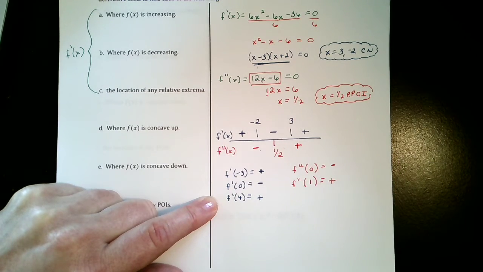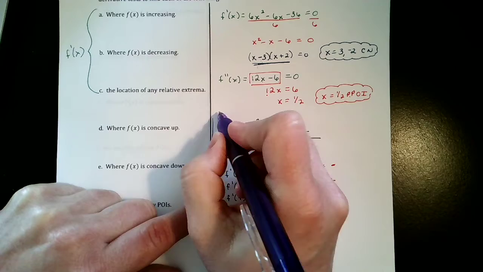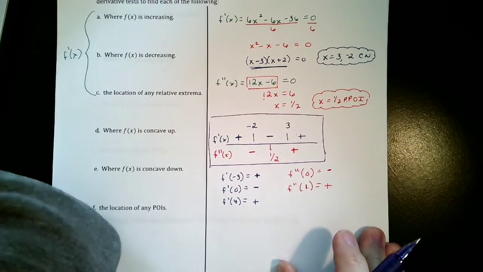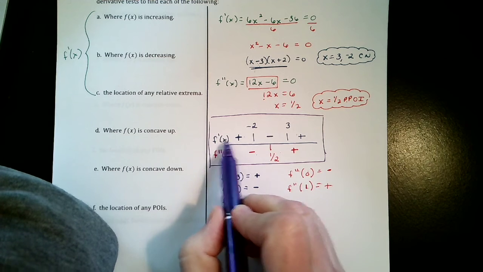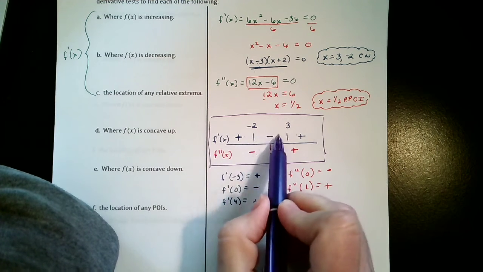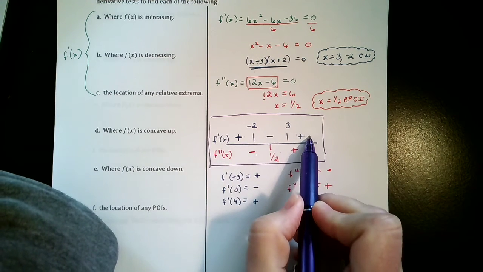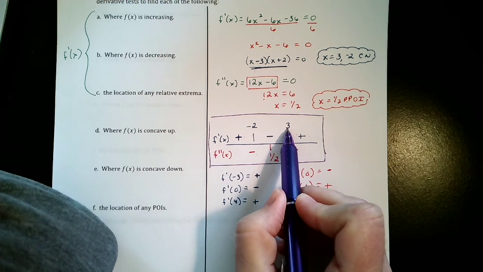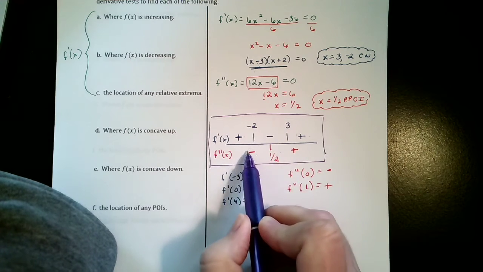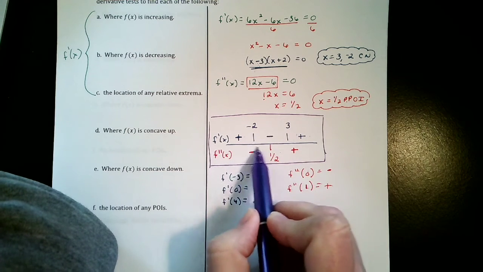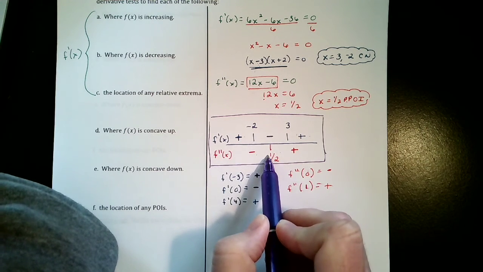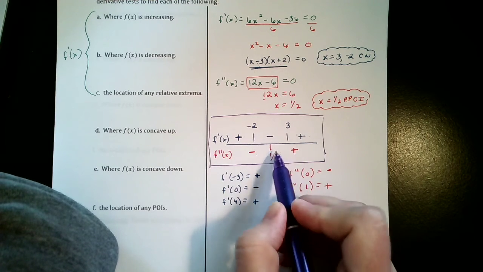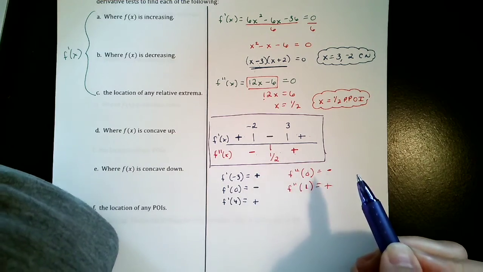So now, this number line is able to tell me a lot of information about the original function. The original function is increasing, then decreasing, and then increasing. I have a maximum at x equals negative 2, a minimum at x equals 3. The original function is concave down from negative infinity to 1/2, and then it's concave up from 1/2 to infinity because of the plus sign. That makes x equals 1/2 a point of inflection.